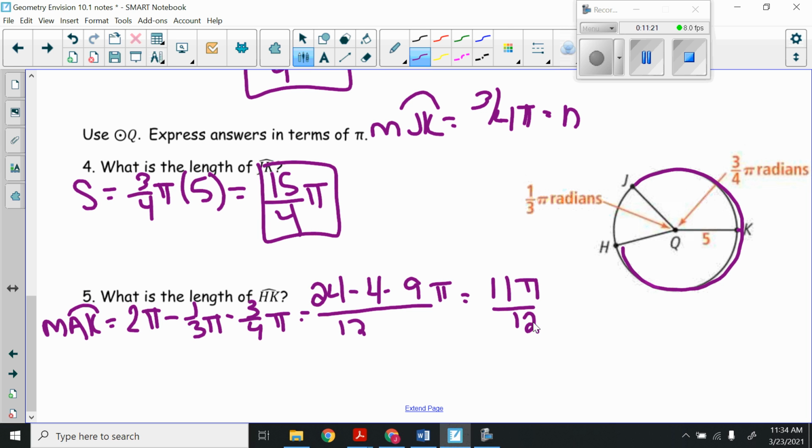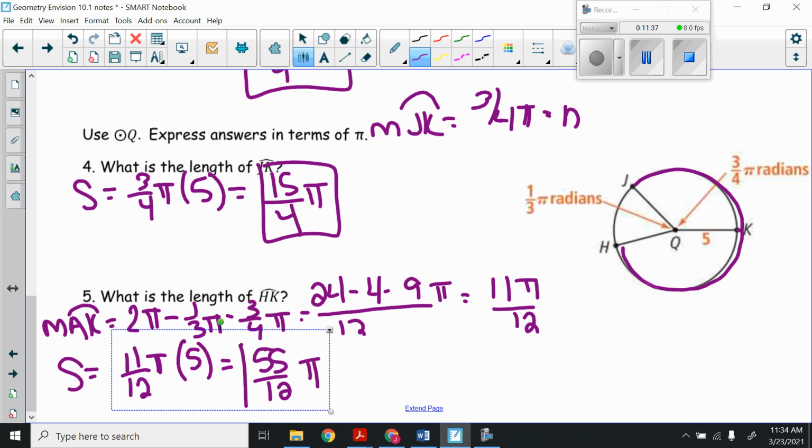So now I can find my arc length. S is my theta, 11 pi over 12, times my radius, which is still 5. So multiply, 11 times 5 is 55 over 12 pi. 55 and 12 don't have anything in common, so I can't reduce.